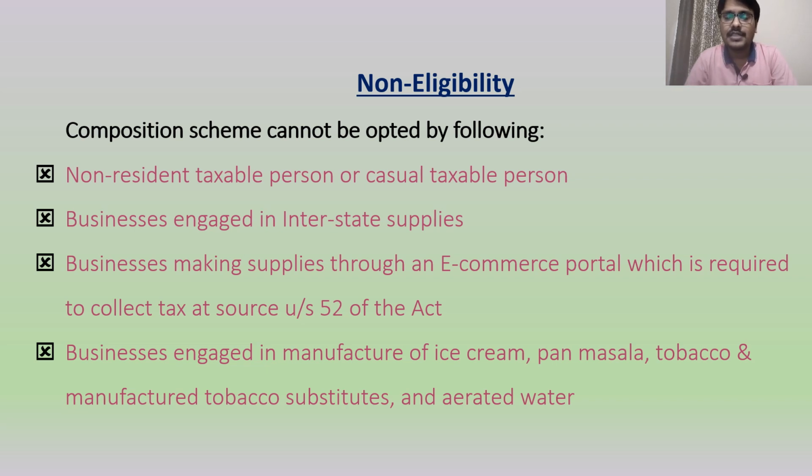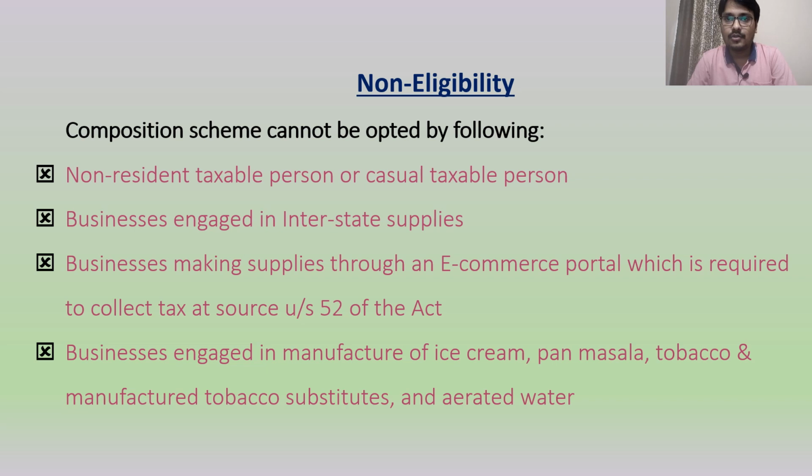Next is businesses supplying goods through an e-commerce operator. So if one wants to supply goods and services using an e-commerce platform, then he is not eligible to opt for composition scheme. Also, manufacturers of ice cream and other edible ice, manufacturers of pan masala, tobacco and tobacco substitutes, and manufacturers of aerated water are not eligible to opt for this scheme.